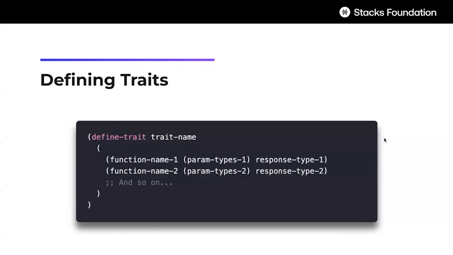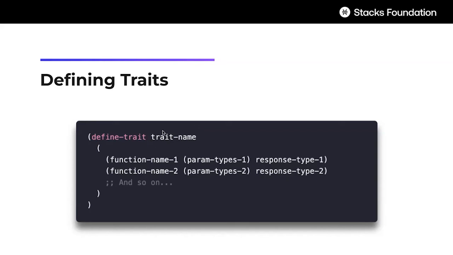Okay, so now we know what composition is, what inheritance cannot provide you. So let's directly dive into the technical specification of how to write a trait and how do we implement a trait. So you see an example here. We have defined trait. This is the function that we use to define a trait.